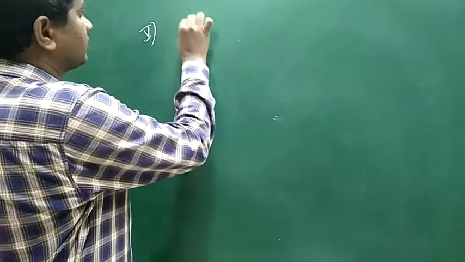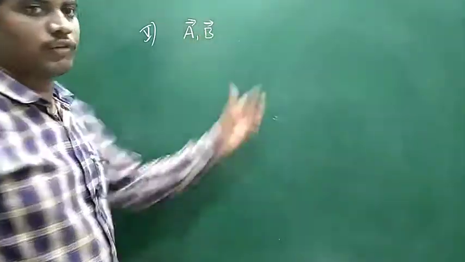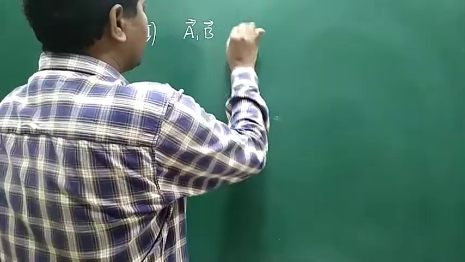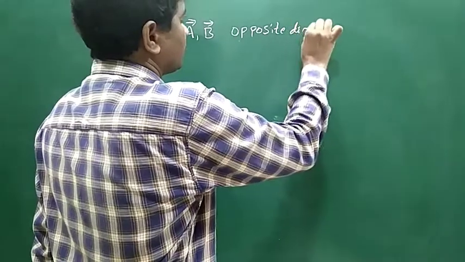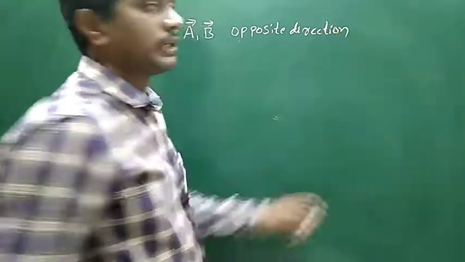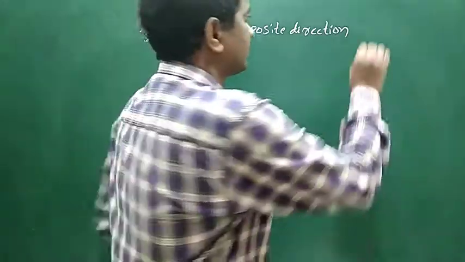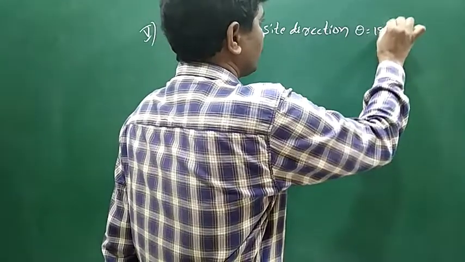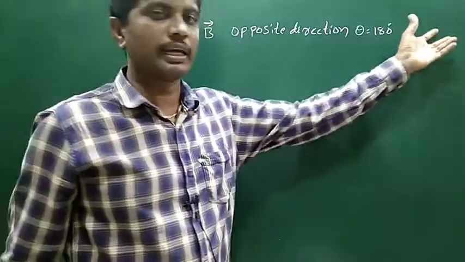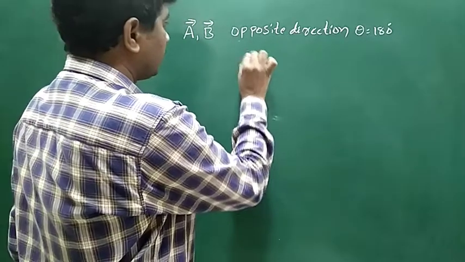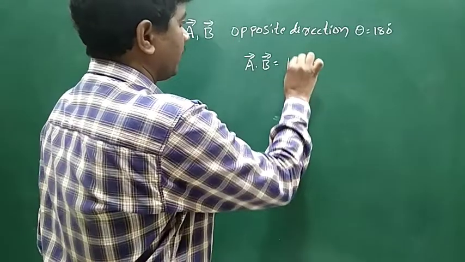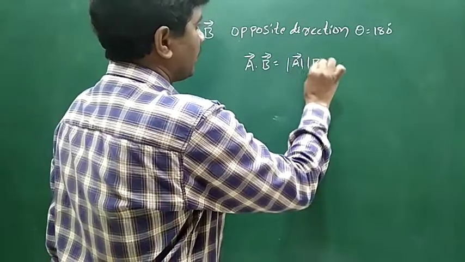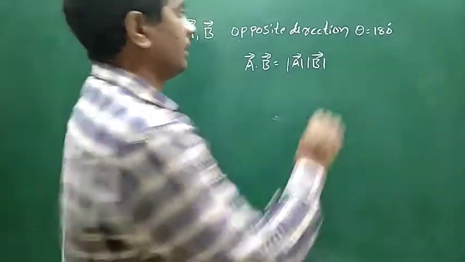The next property is, if A and B are two vectors in opposite directions. Opposite direction means theta is equal to 180 degrees. Therefore the dot product of two vectors, A bar dot B bar, equals mod A bar mod B bar cos theta.